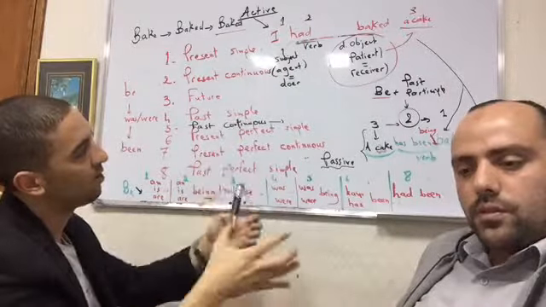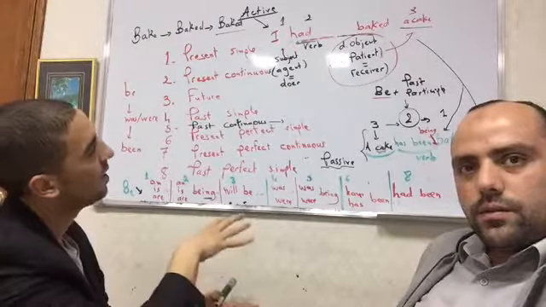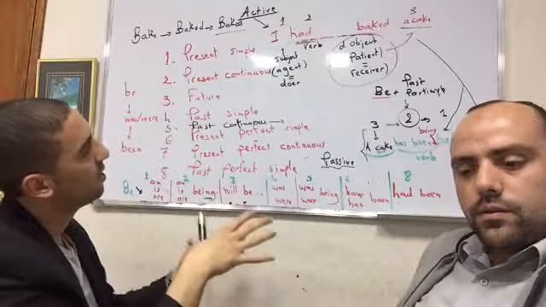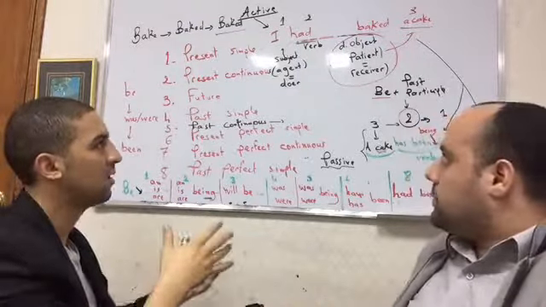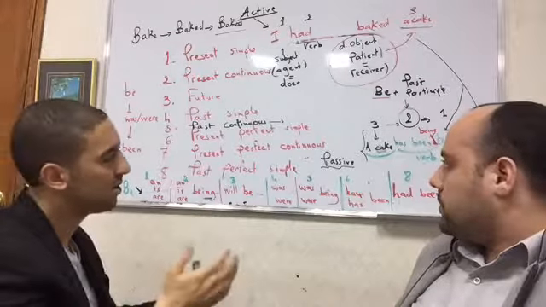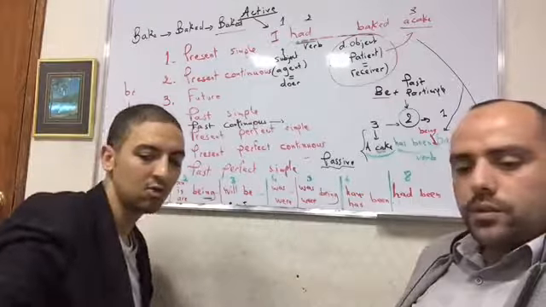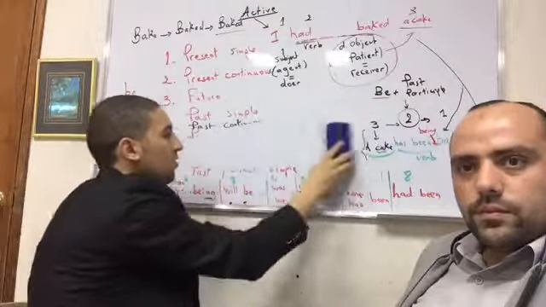You bring the object of the active sentence to the beginning of the sentence, and then you put the verb to be and the past participle. Then you can say by, or you can just omit it as you like. Alright. So now we're going to give you some examples, and we'd like you to turn them into the passive.